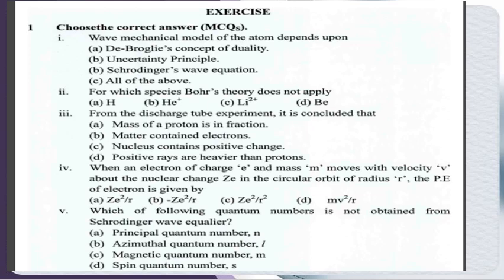Wave mechanical model of the atom depends upon de Broglie's concept, uncertainty principle, Schrodinger wave equation, or all of the above. The answer is all of the above. Here, I'm going to mark it. This one is all of the above.